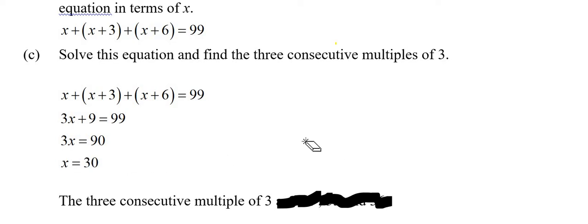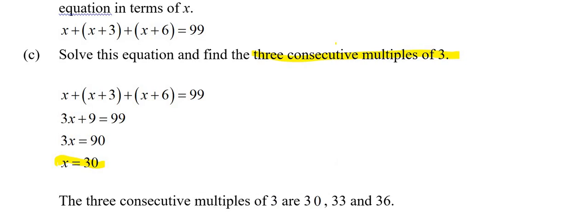Now, the question is asking for the 3 consecutive multiples of 3. So if I were to only give x equals to 30, I am not answering the question yet. Therefore, over here, you see that I need to answer that the 3 consecutive multiples of 3 are 30, and then 30 plus 3, which gives you 33, after which you have 36. Could you just change here for me? It should be the 3 consecutive multiples, because more than one. Alright, so that's all for this example.